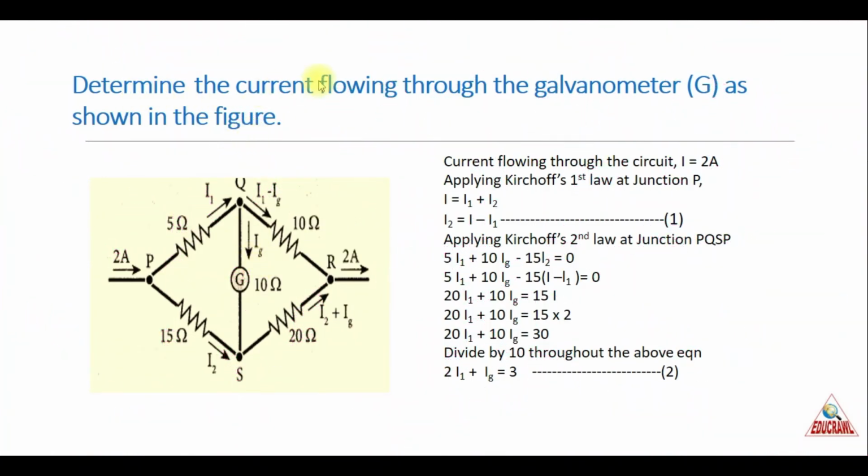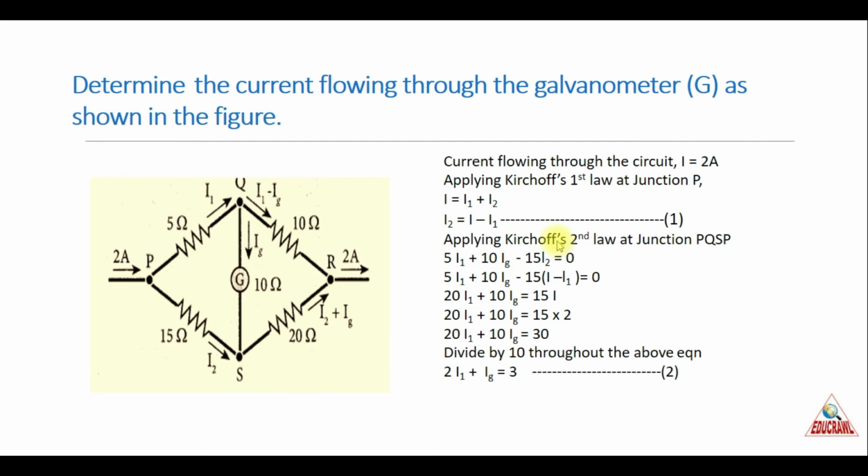Next, determine the current flowing through the galvanometer as shown in the figure. Our aim is to find the value of Ig. It is given that the current flowing through the circuit I is equal to 2 ampere. First we take the junction P and apply Kirchhoff's first law. At junction P, I is equal to I1 plus I2. I is divided into 2 currents, which are I1 and I2. From this equation, we get an expression for I2 as I minus I1. I am keeping this as the first equation.